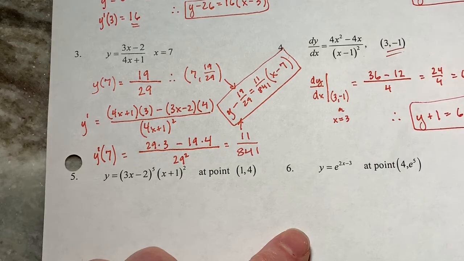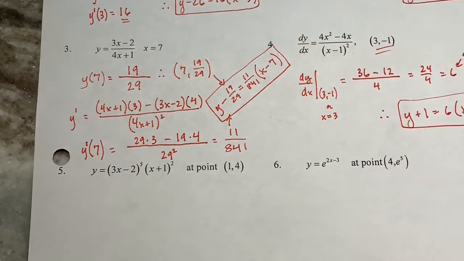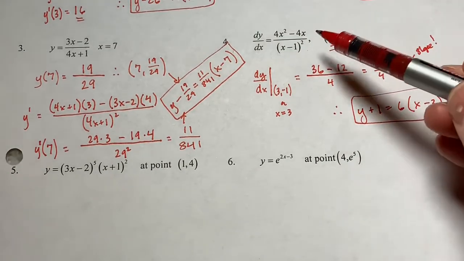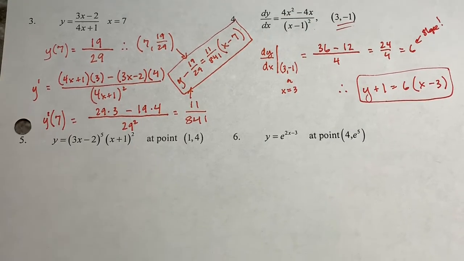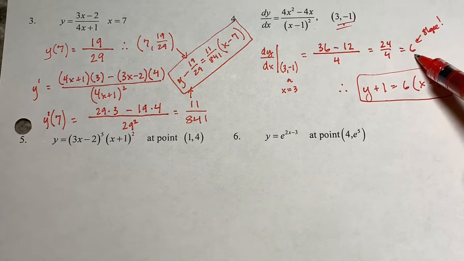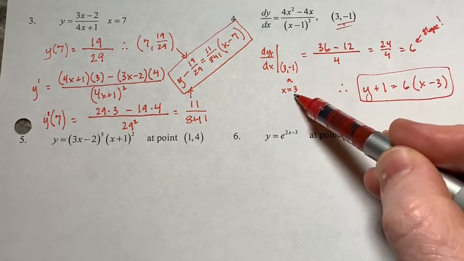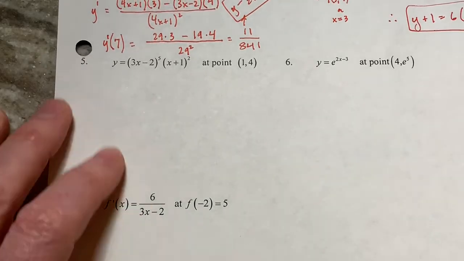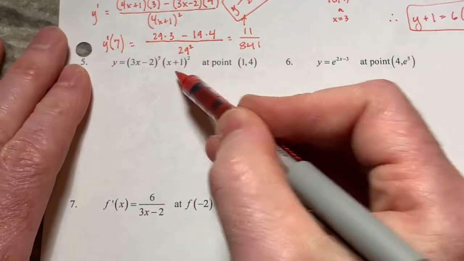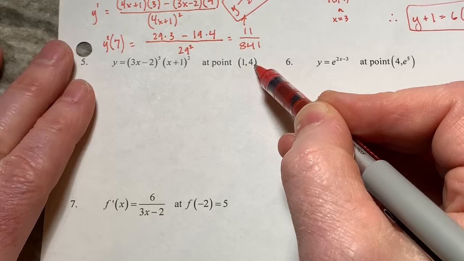And AP loves to give you situations like this where they don't even tell you the function. So the nice part is you don't have to find the derivative. They already gave it to you. All right? So again, there's my point. There's the slope. I calculated at 3, negative 1, or at x equal 3, and I plug it in. Okay, look at number 5. Number 5, I'm back to having the function again, but I do have the point, so I don't have to find the y value.